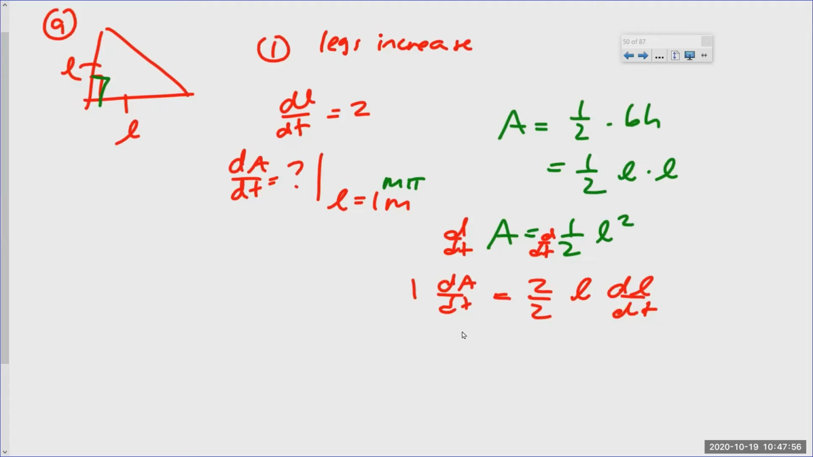And from here, it's really just a plug-in. You're trying to find dA dt, right? 2 over 2 is just 1. What's my L equal to? Here, can I plug in a moment in time yet? Did I take the derivative already? Yes, so I can plug in a moment in time. What's my dL dt? Isn't that 2? So the area, this answer is 2.